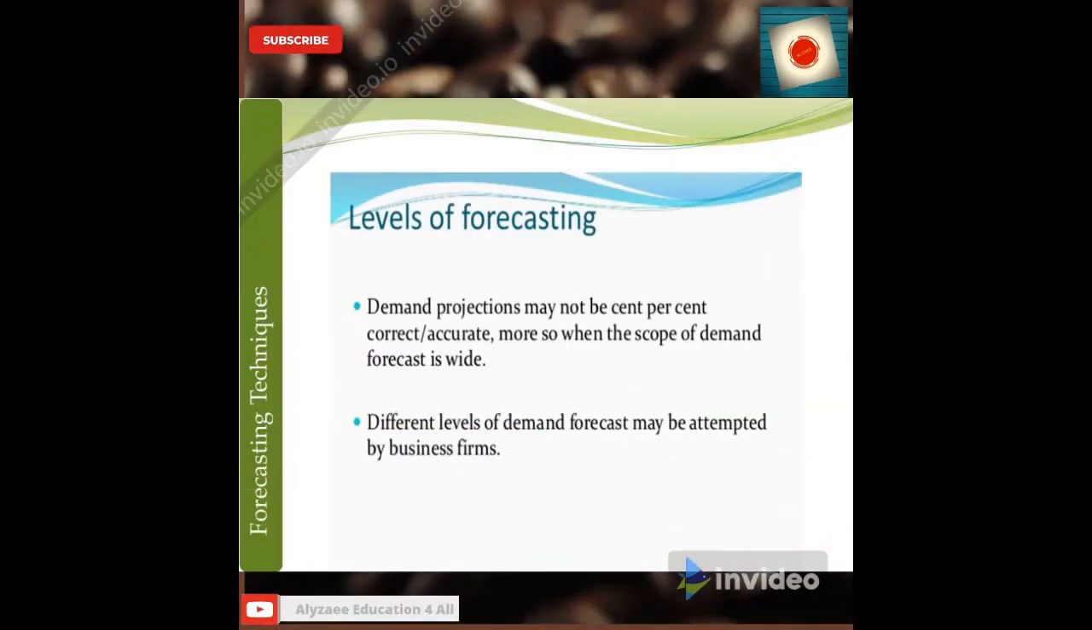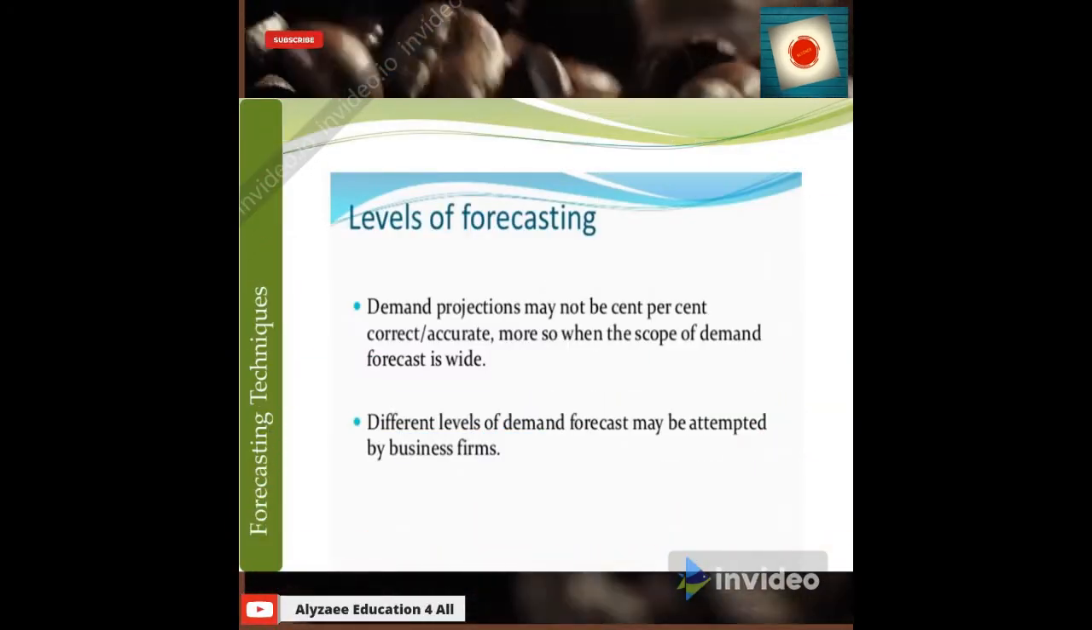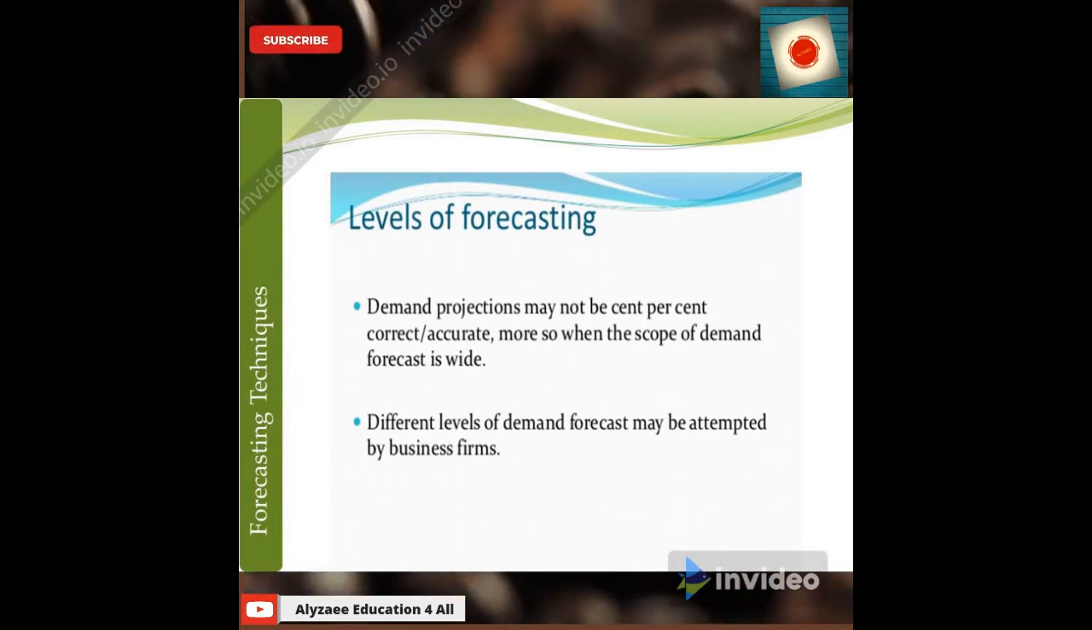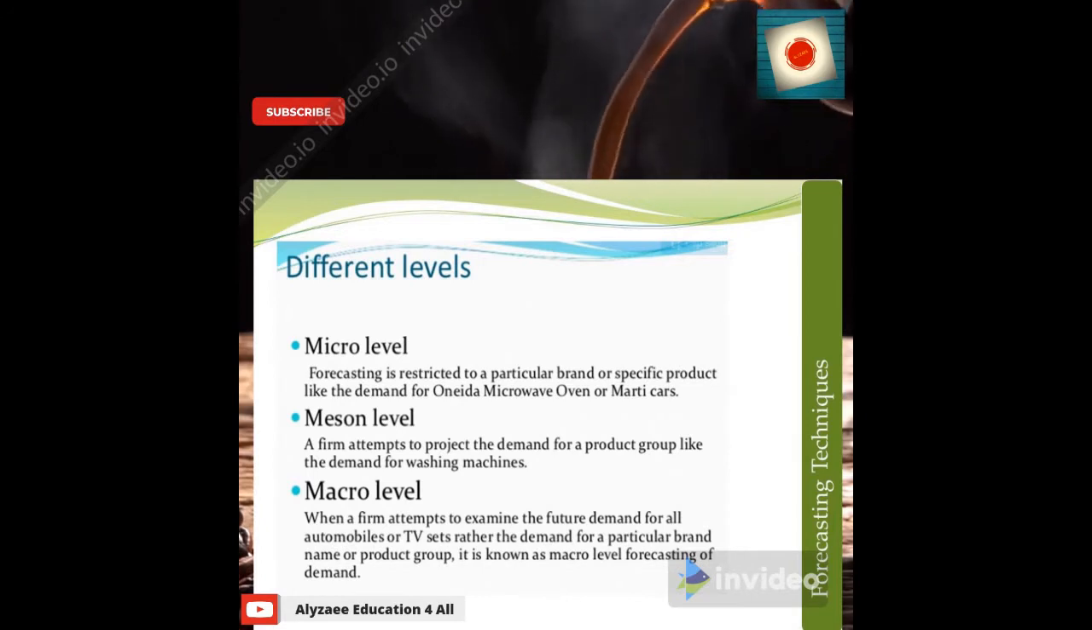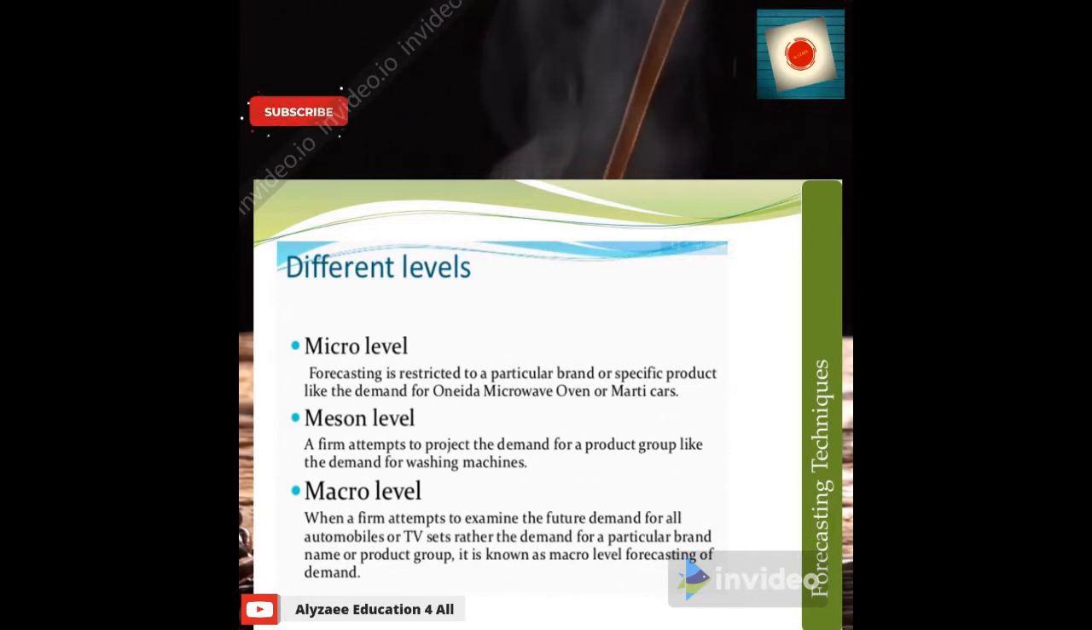Level of forecasting. In this we will be discussing two points. Demand projections may not be 100% correct or accurate, more so when the scope of demand forecast is wide. Different levels of demand forecasting may be attempted by business firms. The choice remains with the business firms, how they want to move on. So there are different levels of forecasting: micro level, meso level, and macro level.